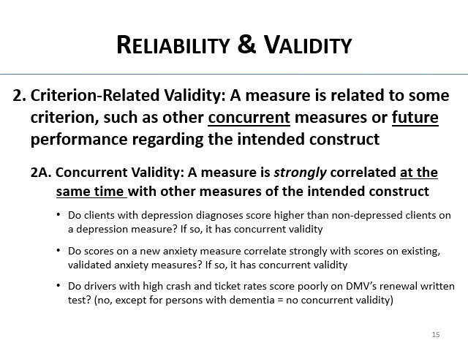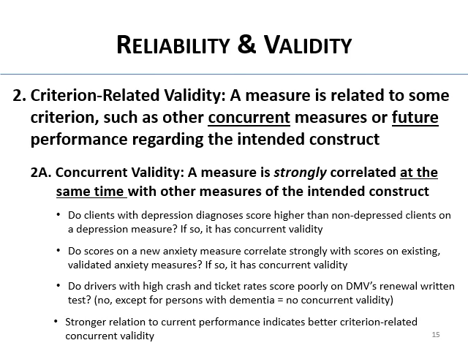So for the DMV's written renewal test, when you go to renew your license, do drivers who have high crash and ticket rates tend to do worse on the test? No, they don't actually. It turns out that people get tickets and get in crashes for reasons that don't have to do with their knowledge. They get tickets and crashes for other reasons, like not paying attention, or they drive a lot, or lots of other reasons. So it does not have concurrent validity. Hope that makes sense. Maybe that's postdictive validity. When there's a stronger relation to current performance, it indicates better criterion-related concurrent validity. So this is same time.